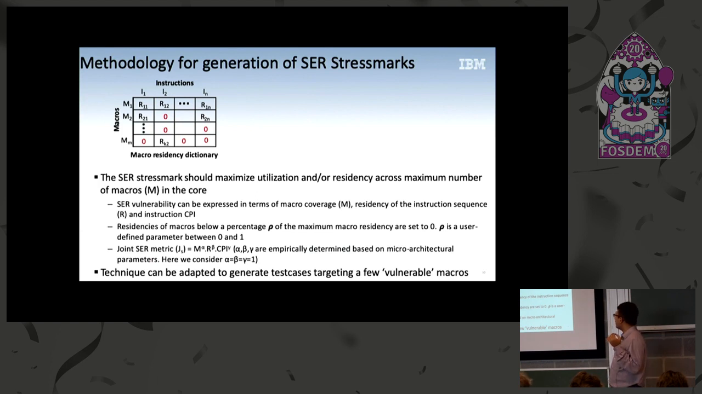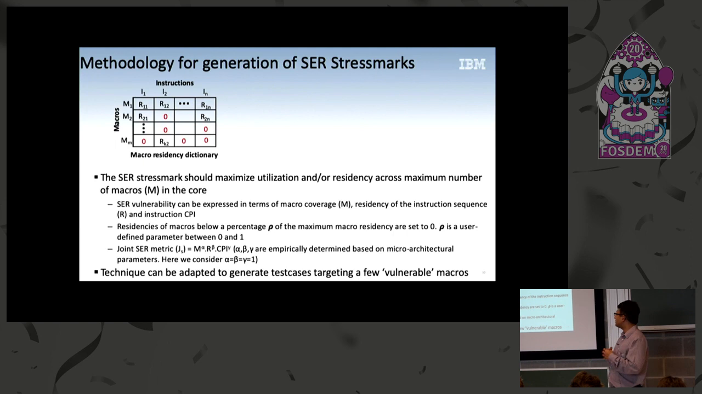So we use a parameter called rho, which is the residency threshold. We can vary rho depending on how it's a user parameter, and this can be fine-tuned to maximize the effectiveness of the generated stress mark. It's a user-defined parameter between 0 and 1, and we only consider the residencies of those macros that are above the rho-th percentile in terms of the maximum residency. So for example, if the residency of macro 2 is less than, say, rho percent of the maximum residency seen across all instructions, we will just set it to 0.